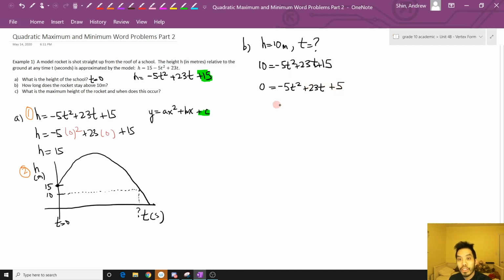This is a new question. It's asking when is this new parabola equaling to 0. We have the tools for this because this is asking for the t-intercepts or x-intercepts of this parabola. What tools do we have? We have factoring or quadratic formula.